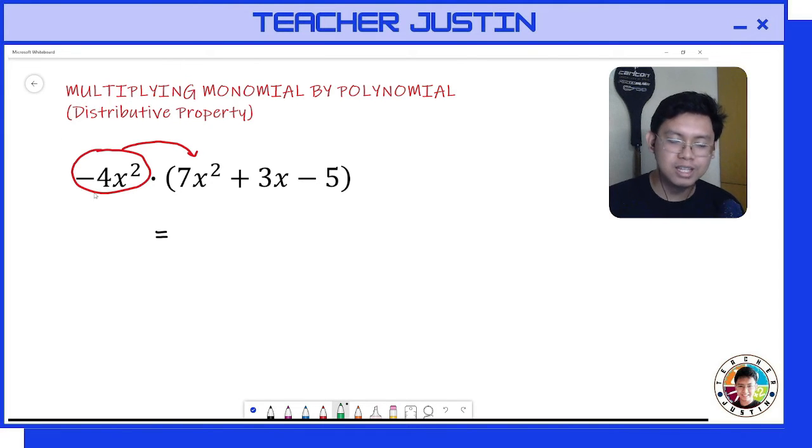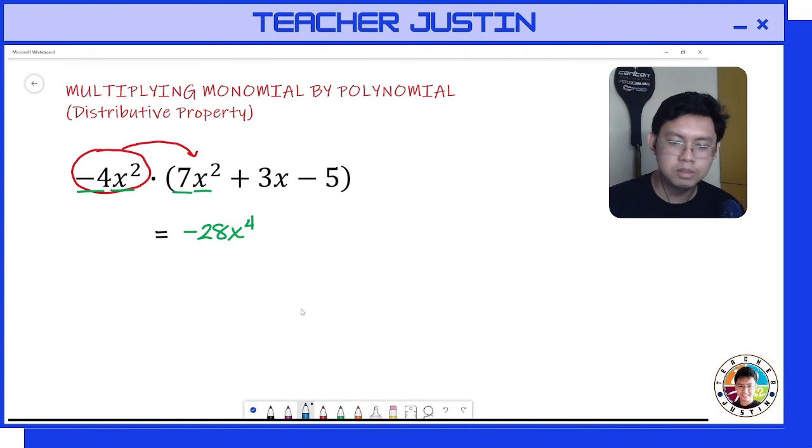Okay, so let's multiply the coefficient by the coefficient. So negative 4 times 7, that will be negative 28. Then x squared times x squared, copy the variable x and then add the exponent. 2 plus 2, that will give us 4. So their product is negative 28x raised to 4. Okay, next, let's proceed to our monomial.